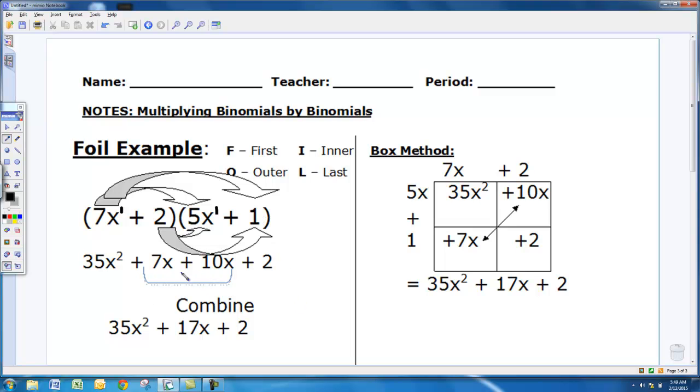Notice that in the middle here we have two like terms that we need to combine. 7x plus 10x is 17x, and we bring the rest of the answer down and we get 35x squared plus 17x plus 2. This cannot be simplified anymore because we do not have any more like terms. So that's the FOIL method.